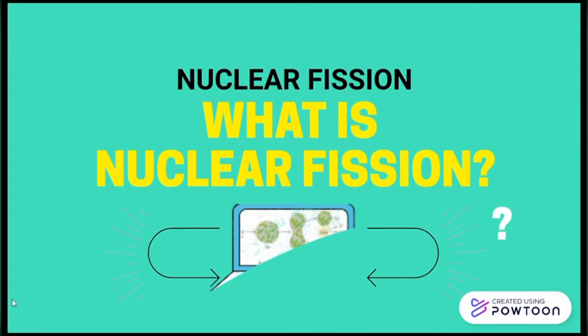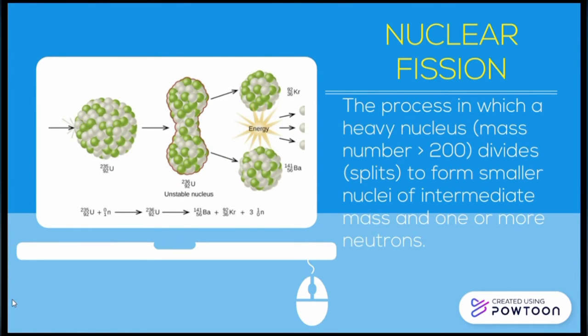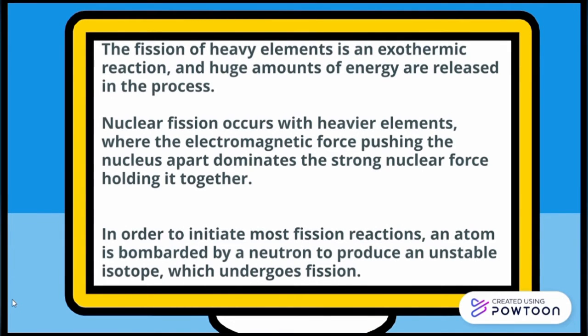Nuclear fission. Nuclear fission is a process in which a heavy nucleus with mass number greater than 200 divides or splits to form smaller nuclei of intermediate mass and one or more neutrons. The fission of heavy elements is an exothermic reaction, and huge amounts of energy are released in the process. Nuclear fission occurs with heavier elements where the electromagnetic force pushing the nucleus apart dominates the strong nuclear force holding it together. In order to initiate most fission reactions, an atom is bombarded by a neutron to produce an unstable isotope which undergoes fission.